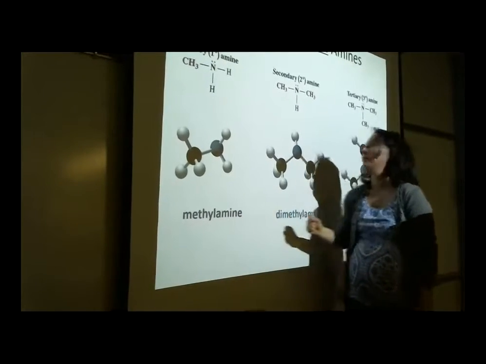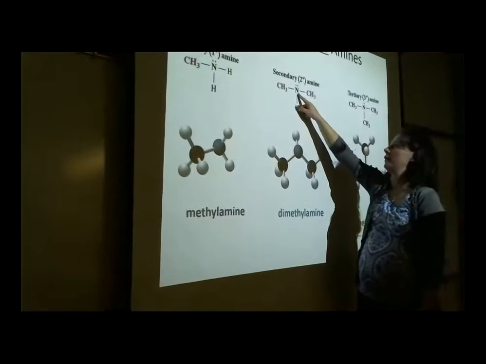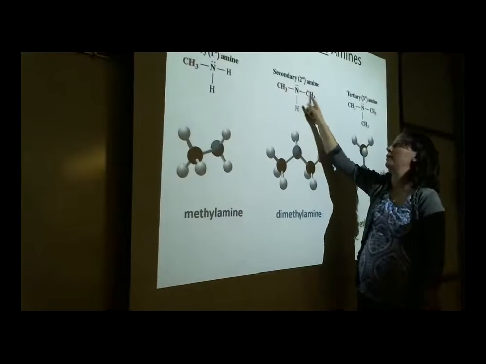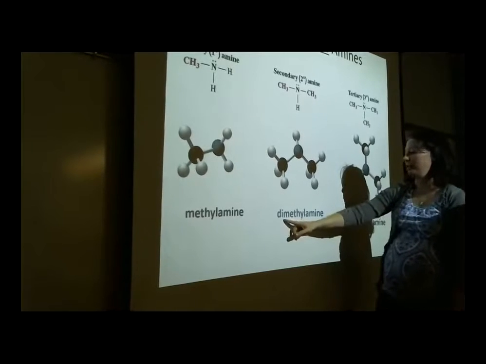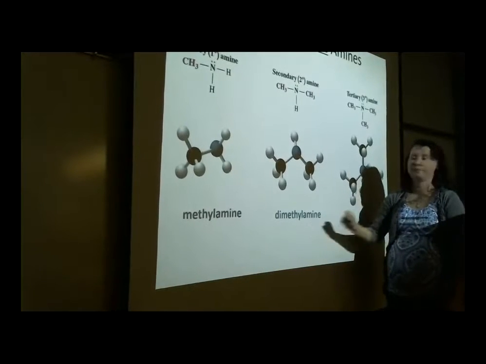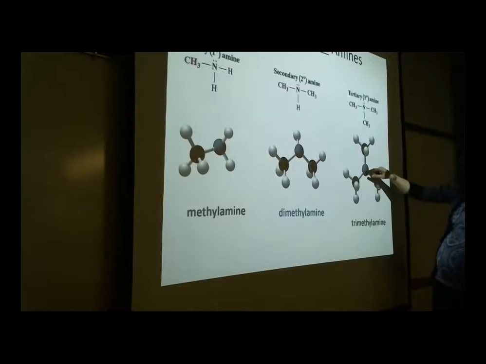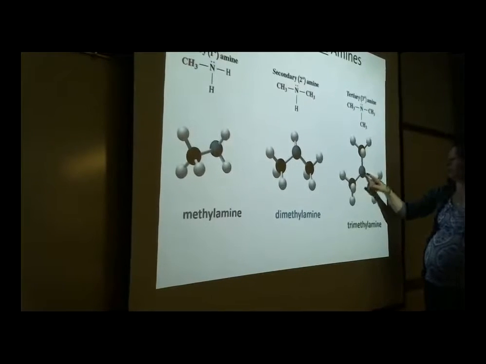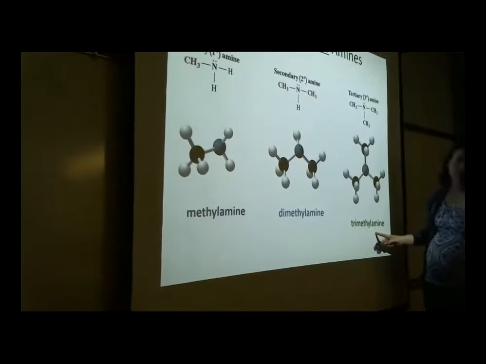Nothing fancy there. This is an amine, and it's got a methyl group here and a methyl group here. So we would just call that dimethylamine. This is an amine with a methyl group here, methyl group here, methyl group here. So we're calling this trimethylamine.